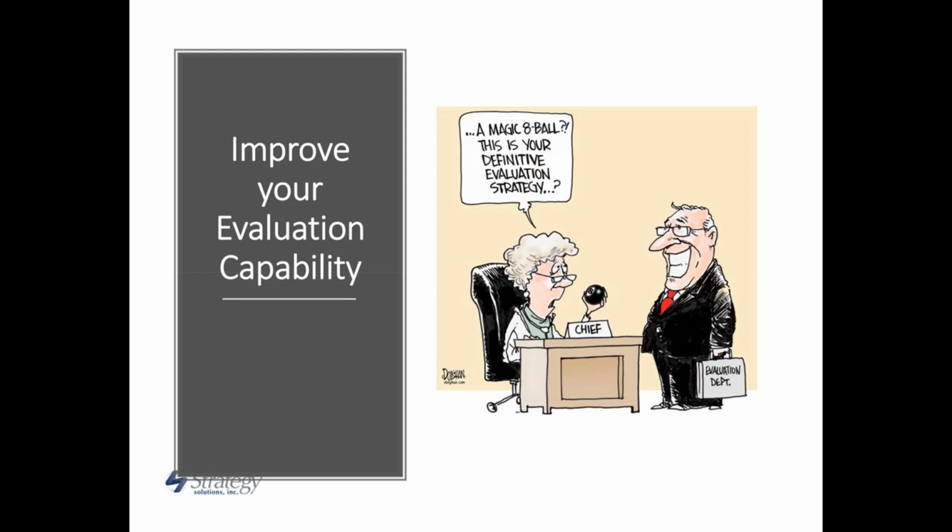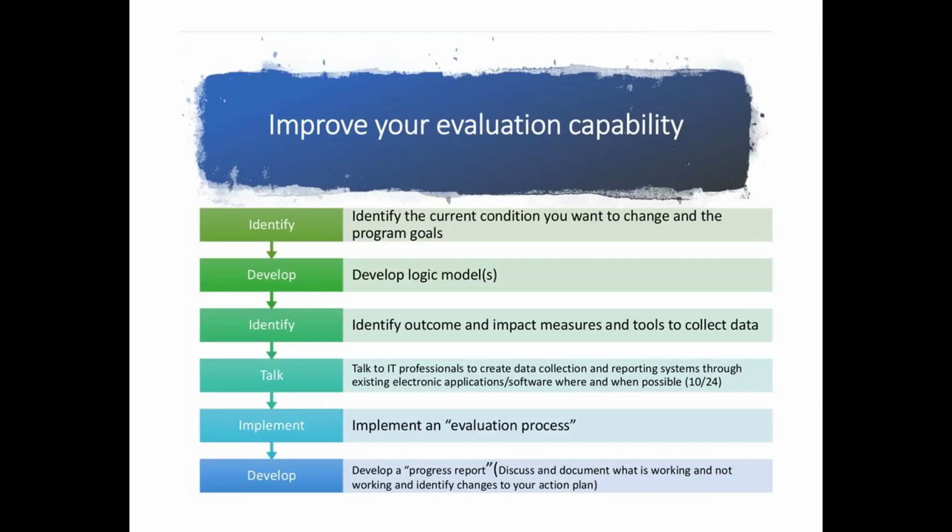So how do you improve or establish evaluation capabilities? Well, looking at the magic 8 ball ain't the answer. But here's the process. First, you want to identify the current condition you want to change and the program goals. You would develop a logic model, as we talked about during the last session. You then identify the outcomes and impact measures and the tools to collect the data.